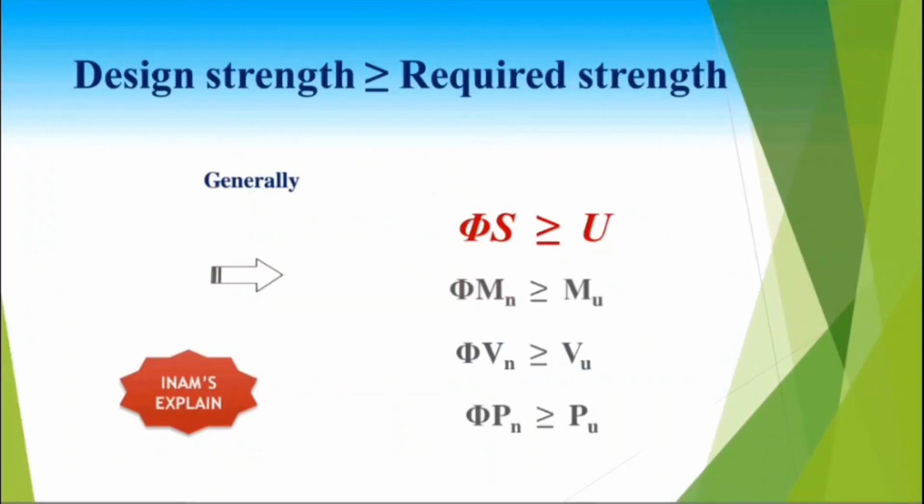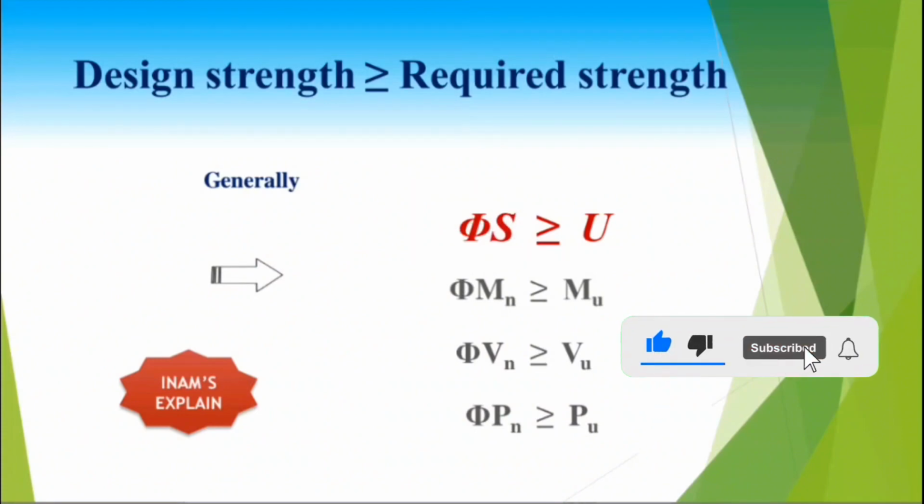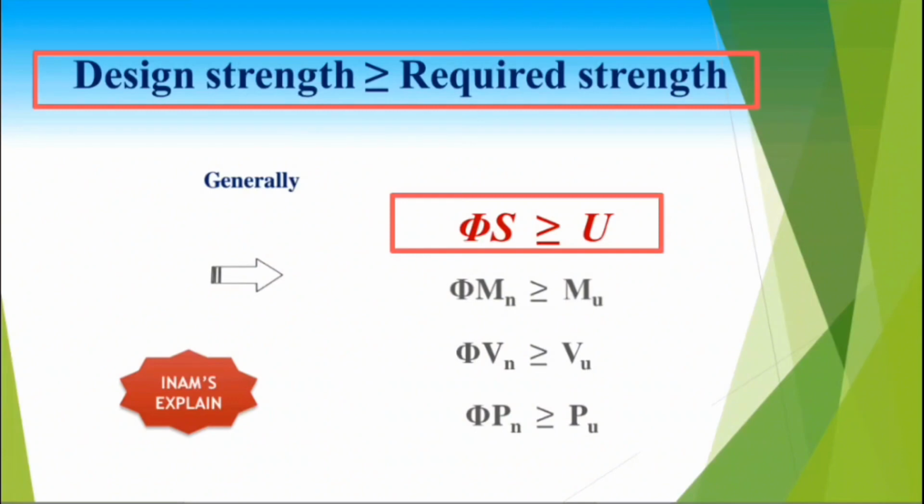Here we are using the word strength. Strength means in terms of moment, in terms of shear, in terms of load. This is the general form: S is the nominal strength multiplied by phi, which is the strength reduction factor, and U is the ultimate load. This is the general form in alphabets and some letters, Greek letters.